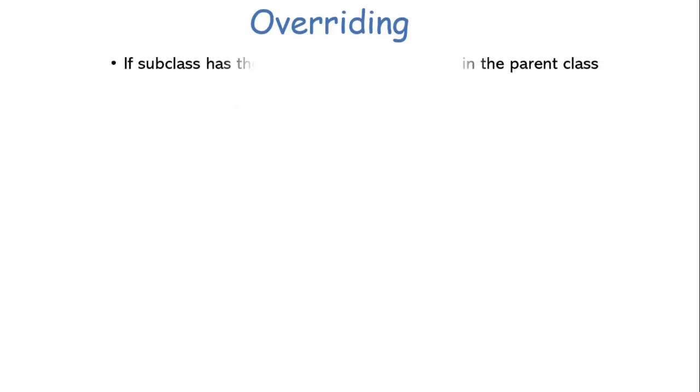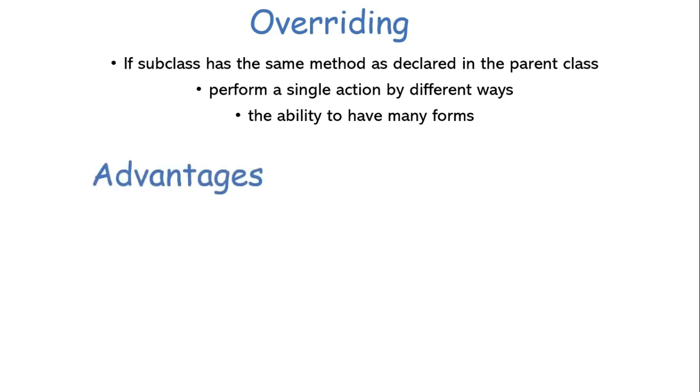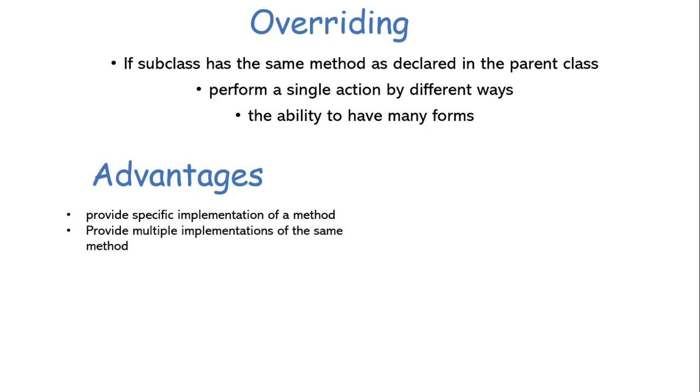Overriding happens when a subclass has the same method as declared in the parent class. It performs a single action in different ways, and also the ability to have many forms. Overriding has advantages such as the ability to provide a specific implementation of a method that is already provided by its superclass. It provides multiple implementations of the same method and can be used to invoke the parent class overridden method using the super keyword.